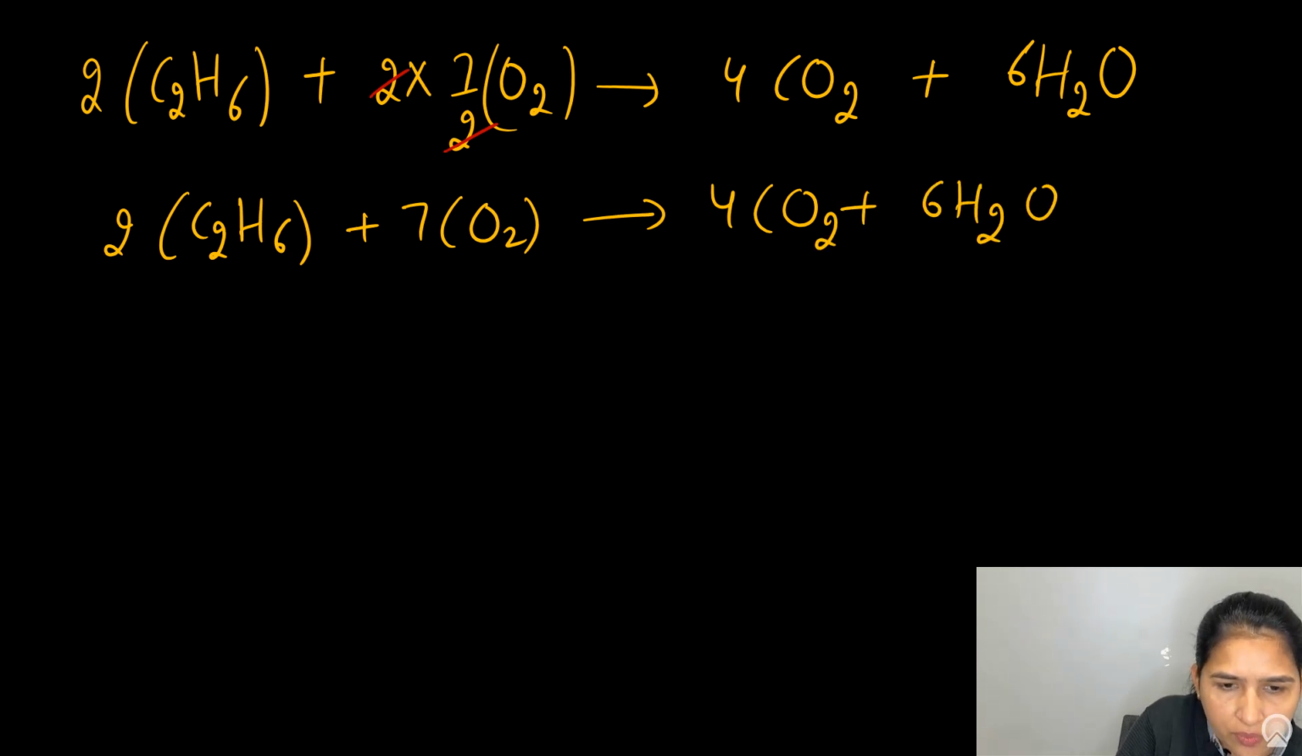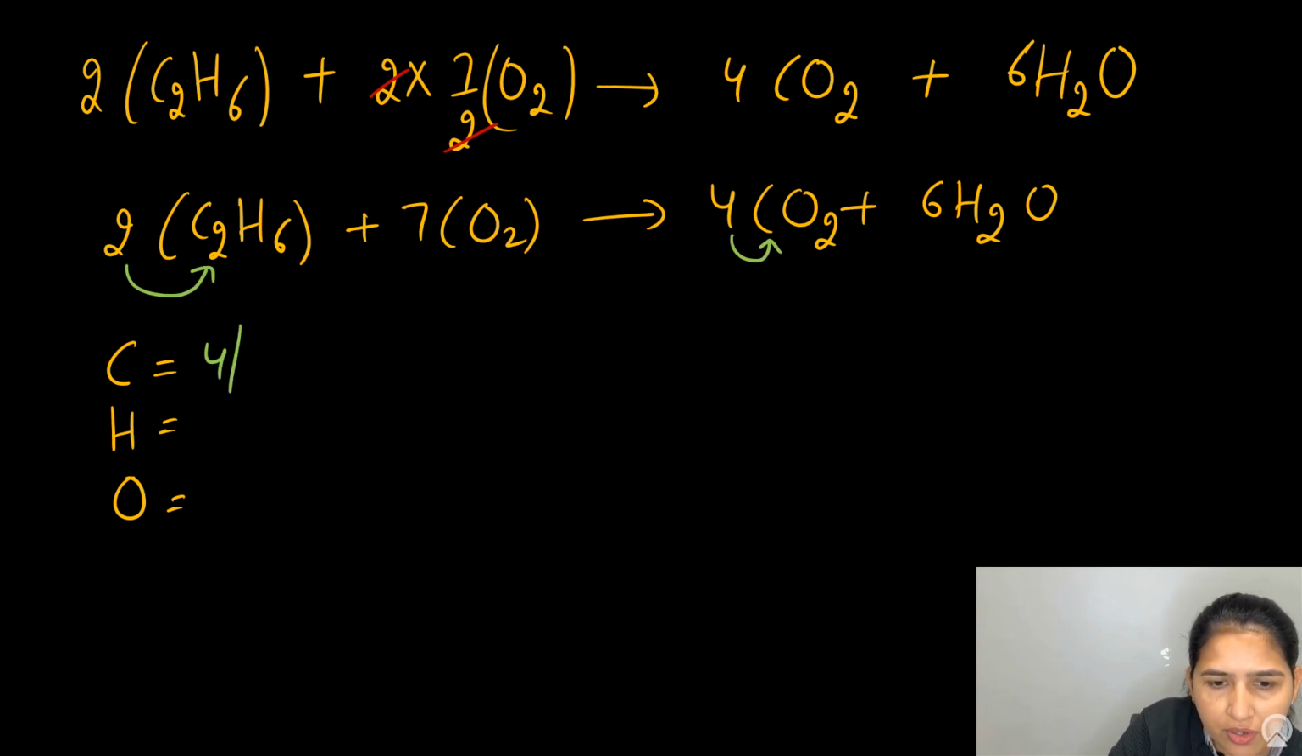Now let's count once again: carbon, hydrogen, oxygen. If you count them with respect to their number of atoms, you may see you have 4 carbons on the left and 4 carbons on the right. That's fine. Similarly, next is hydrogen, and when you check it, you have in total 12 hydrogen here and 12 hydrogen here.